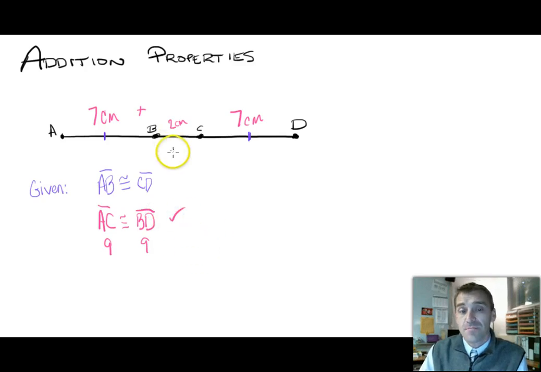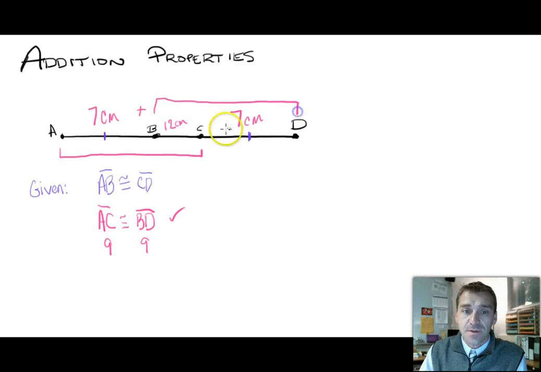Now, does it matter? Wait a minute, let me change this to like 12. I know this isn't drawn to scale, but if BC happened to be 12, then the distance from A to C happens to be 19 because of addition, if I add these two together. And BD happens to be the same distance too, because if I add these two things together, that gives me 19. So I propose to you that it doesn't matter at all.